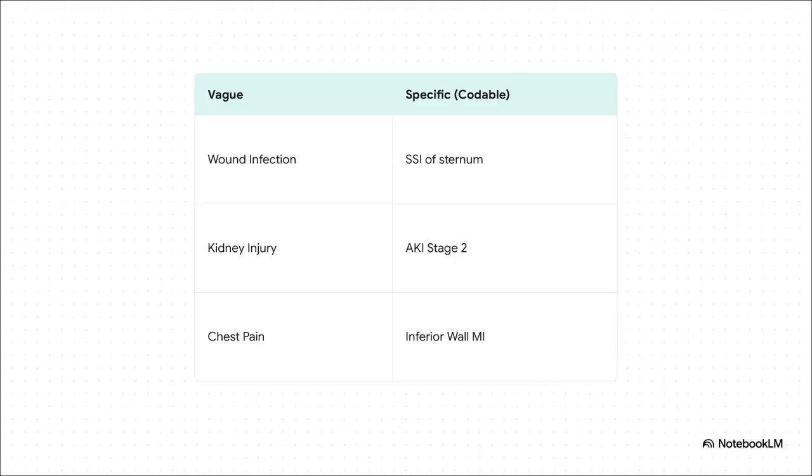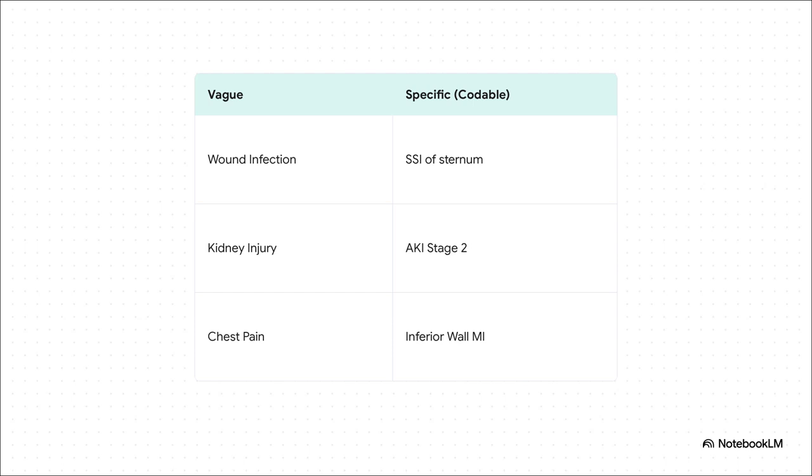Consider these before and after clinical scenarios. If a physician just writes wound infection, well, that's vague, but post-procedural surgical site infection of the sternum due to Staph aureus, now that is a specific, codable diagnosis that clearly links the cause and the organism. Acute kidney injury becomes acute kidney injury due to dehydration, stage 2.